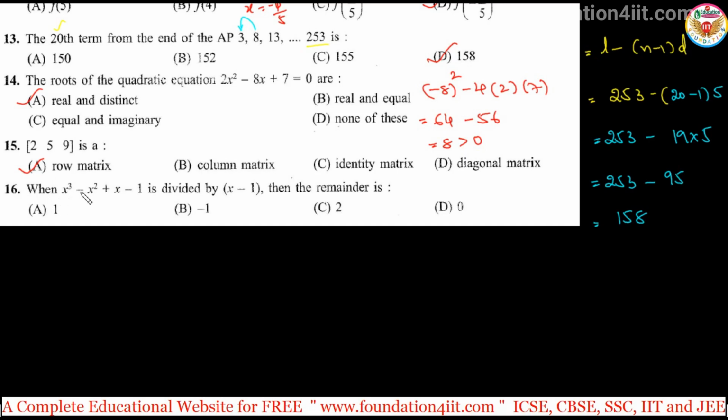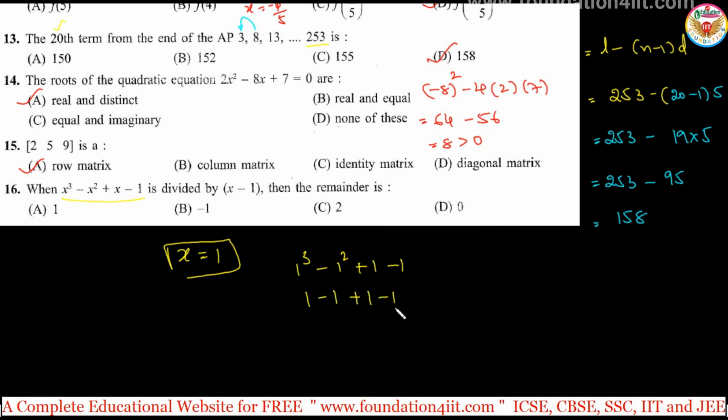And next one. When x cube minus x square plus x minus 1 is divided by x minus 1, x is equal to 1, so you substitute in this. So 1 cube minus 1 square plus 1 minus 1. So 1 minus 1 plus 1 minus 1. 1 plus 1 is 2, 2 minus 2 is 0. Just cancel. So 0 it is. So these are the 16 questions. Now let us do section B.